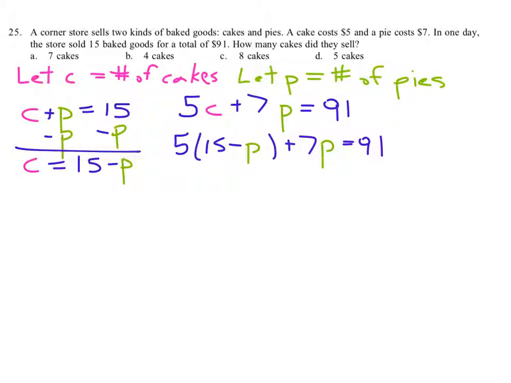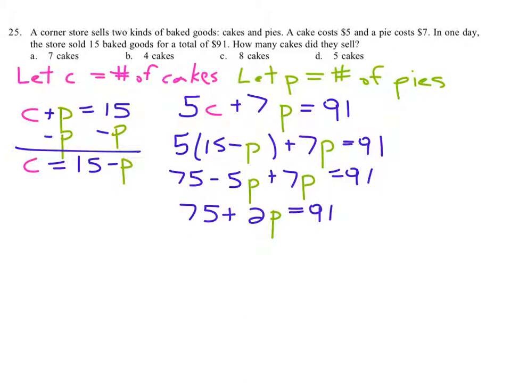Okay, so when I distribute this through, I get 75 minus 5P plus 7P equals 91. And combining the P's together, I get 75 plus 2P equals 91.